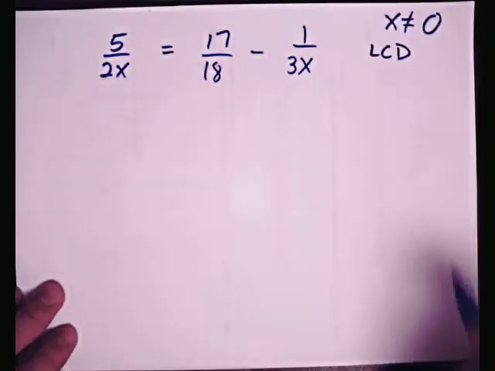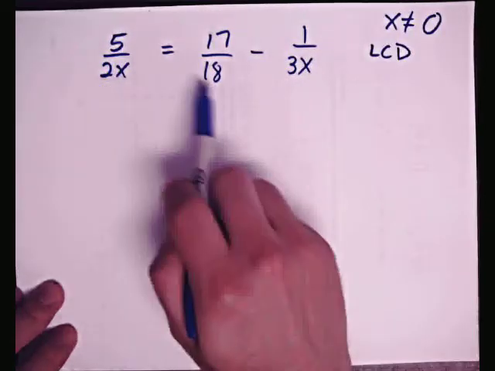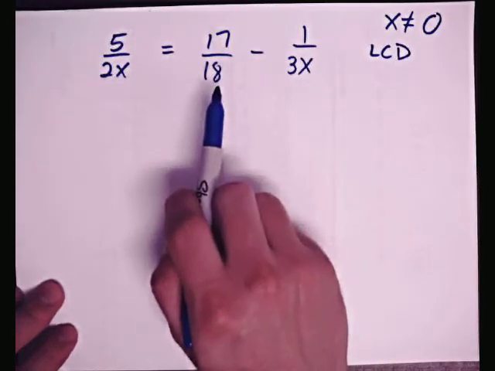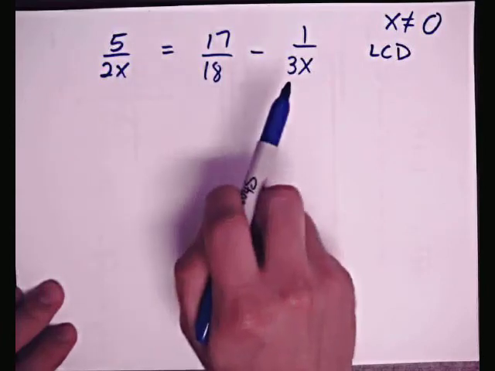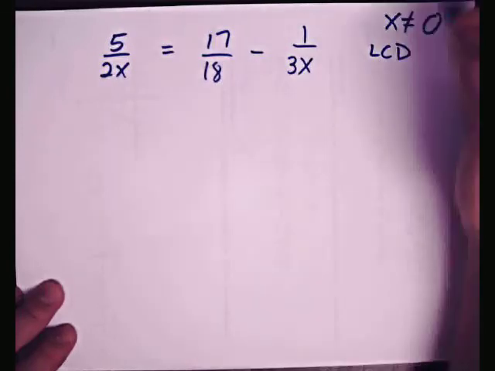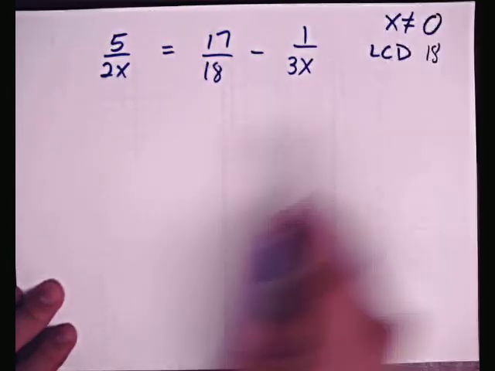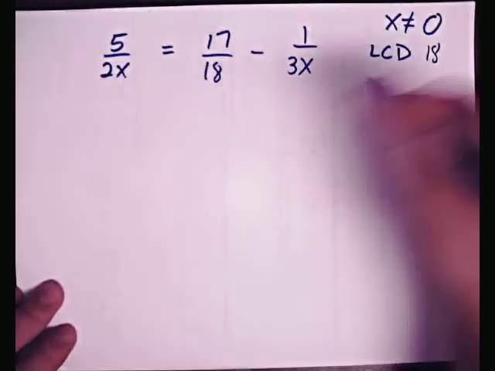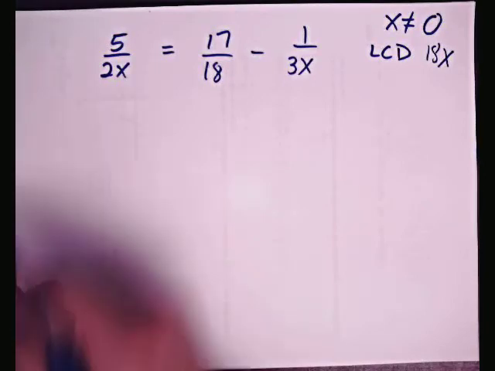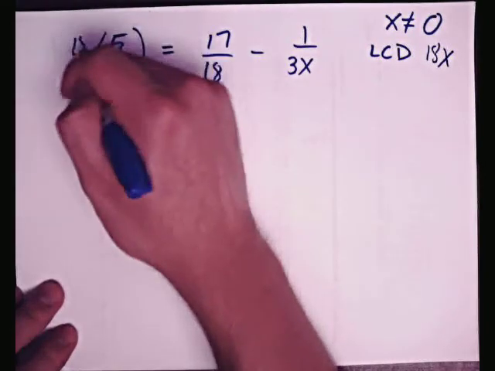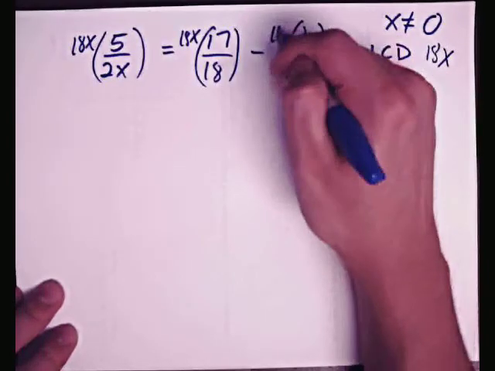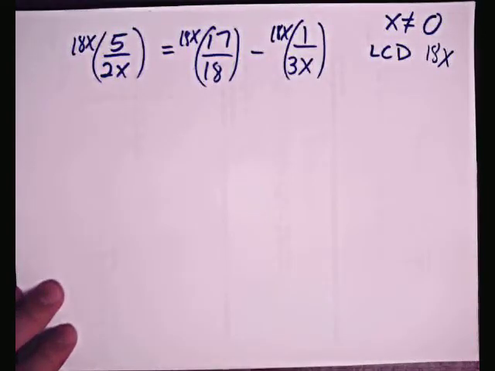Now let's identify the least common denominator. Looking at our numbers, 2, 18, and 3. Again, start with the largest, 18, and see if the other two numbers divide into it. Well, 18 divided by 2 is 9, and 18 divided by 3 is 6. So 18 is part of our common denominator. And we also have an x here and an x here, so we want to include an x with our least common denominator. So multiply both sides of the equation by 18x, which will equate to multiplying all three terms by 18x. Okay, and then go through and simplify.